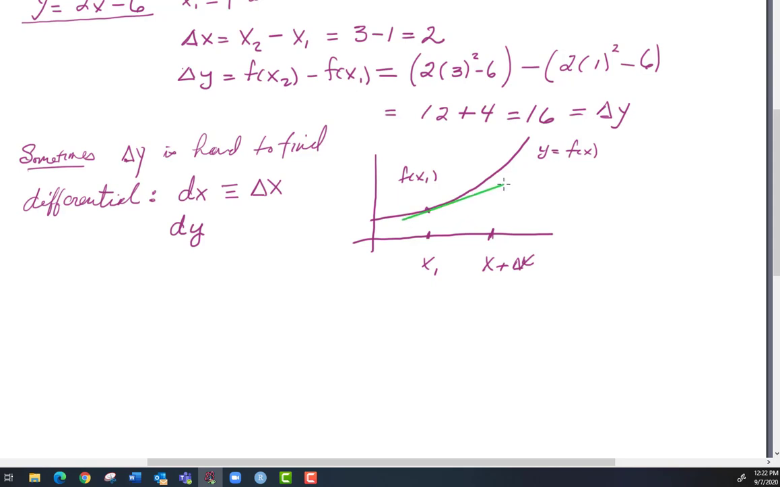Get a straight line that goes through there. So that would be the tangent line, and the slope of that line would be f prime x1. That would be the slope of this line. Now consider with me for a second, and I think I'll change color again because I've got lots of colors.